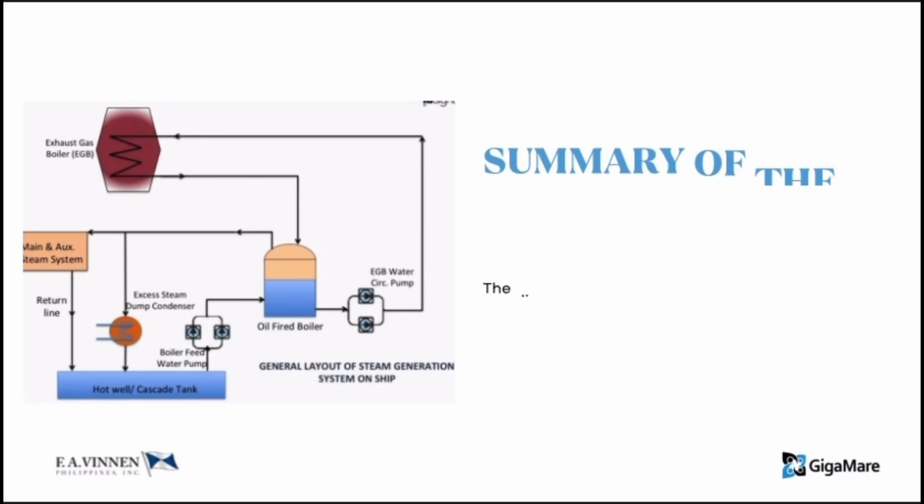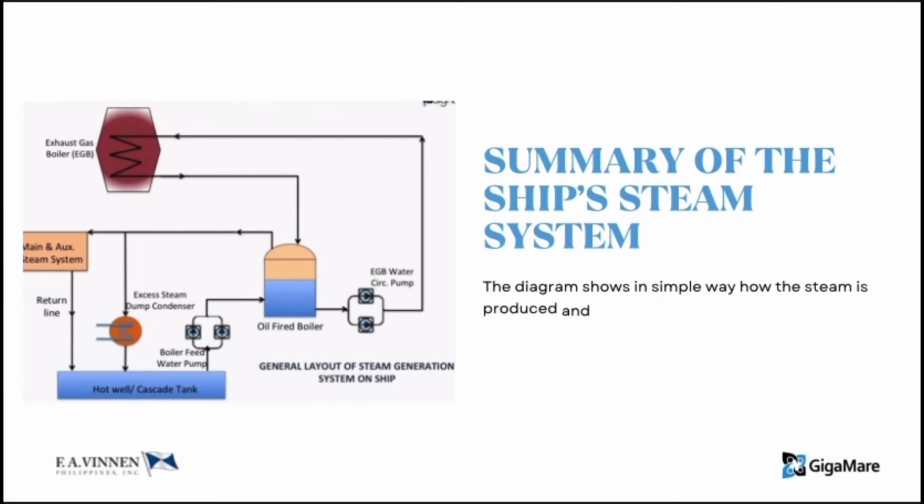So to summarize, here's a simple diagram. From the hot well, the boiler feed water pump will take suction of feed water and deliver it to the oil-fired boiler in order to produce steam. The steam is then used for the main and auxiliary steam system.